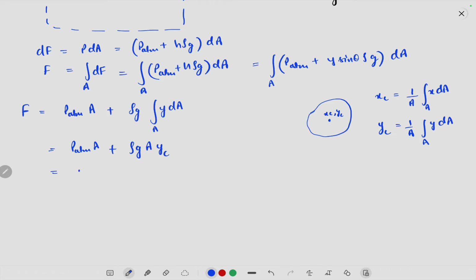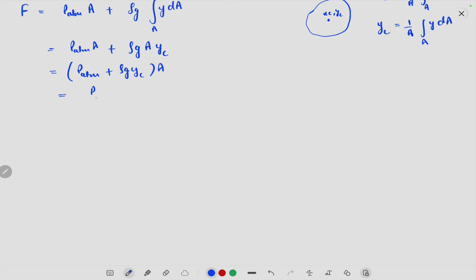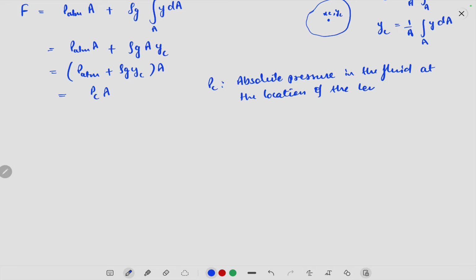I can further simplify this expression as P atmospheric plus rho g yc, times A. This we can just write as PC times A, where PC is the absolute pressure in the fluid at the location of the centroid, right?